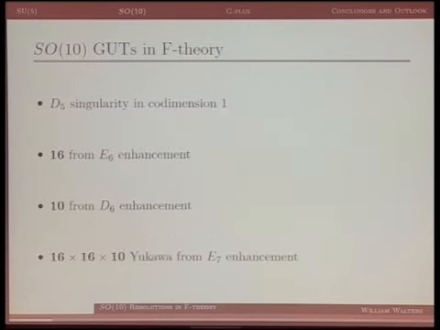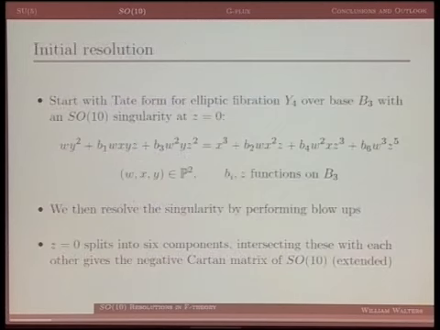So SO10, you obviously have your SO10 singularity to start off with. That's your GUT brane with your SO10 gauge group. You need two types of matter, you need your 16 and your 10. We get these from an E6 enhancement and a D6 enhancement respectively. And we need a 16 16 10 Yukawa coupling, which we get from a codimension 3 E7 enhancement.